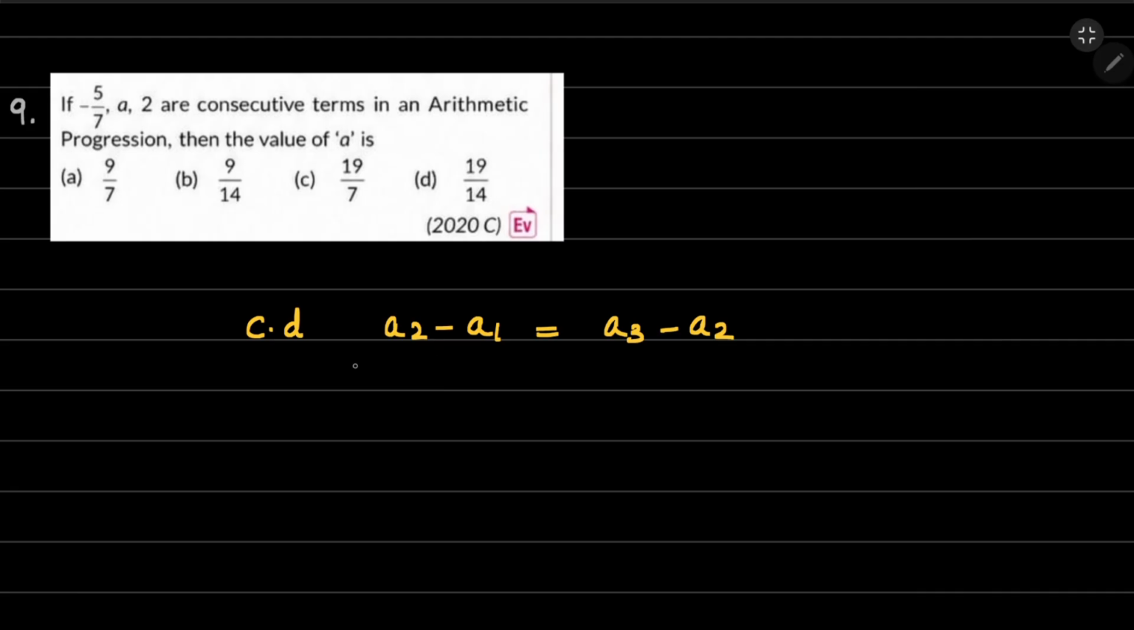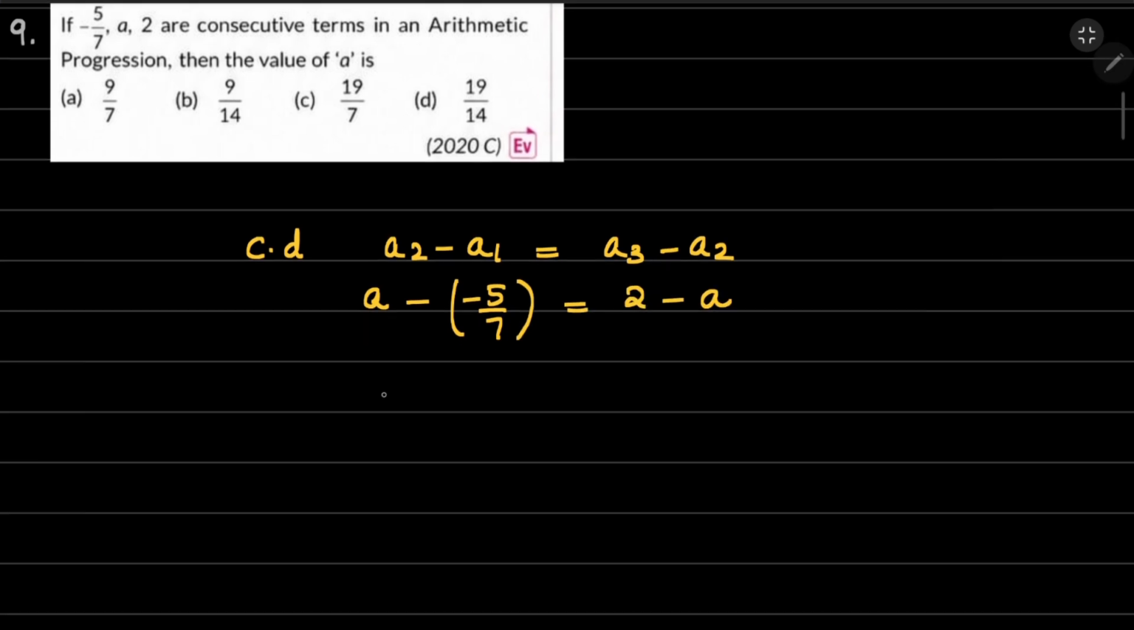So what is the second term? It is A minus the first term, which is minus 5 by 7, is equal to the third term, it's 2 minus A. Just solve for A. So this is A plus 5 by 7 is equal to 2 minus A. Bring all A terms to one side. So A plus A is equal to 2 minus 5 by 7.